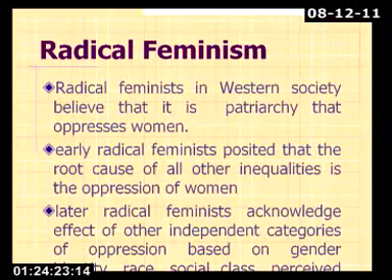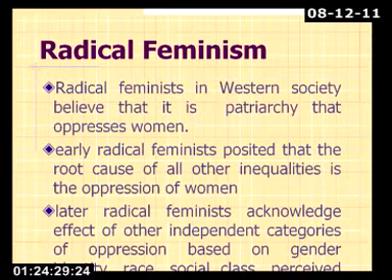Then within the radical feminists, the early group used to say that it is inequality and the oppression of women which is causing problems to the women. And the later radical feminists acknowledged the effect of other independent categories of oppression based on gender, identity, race, and social class, and there were certain perceived notions which they took into consideration. So they say that it is not only about oppression by men, it is also about other issues, the race identity, the social identity, or class identity. So all this together leads to the oppression that women are facing.